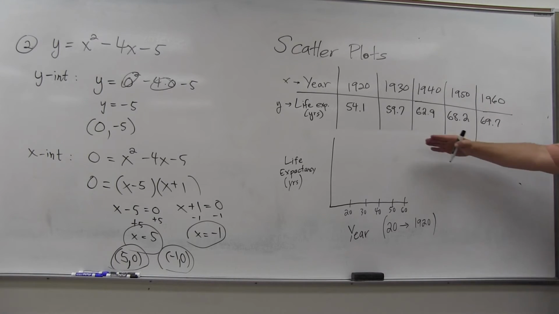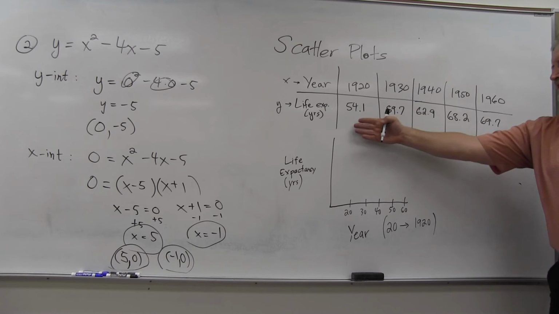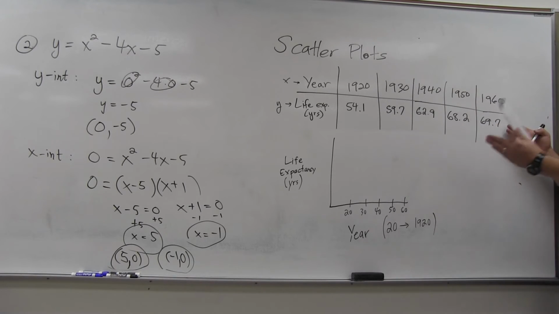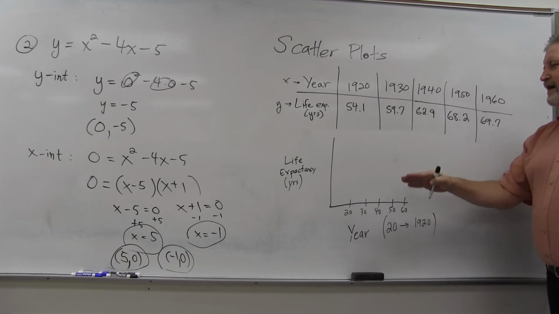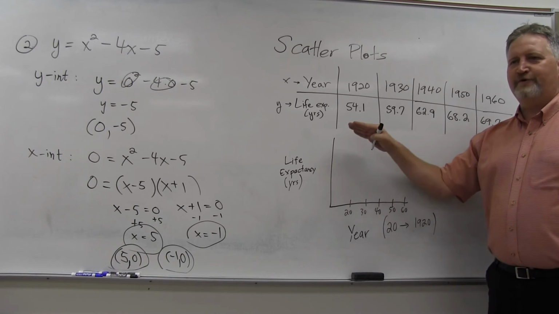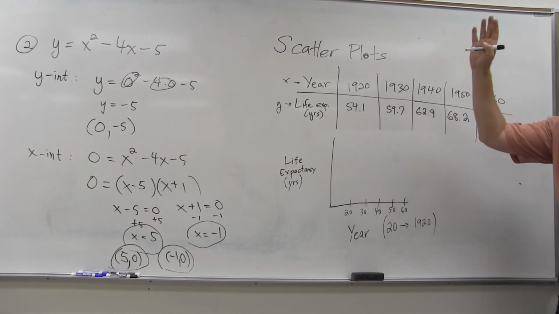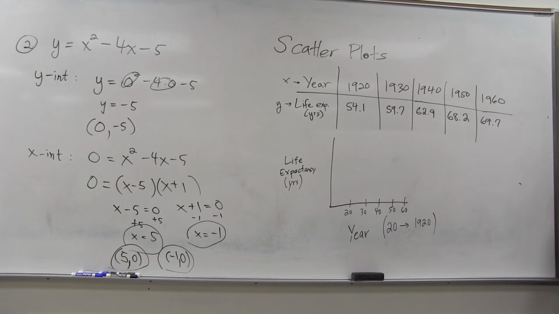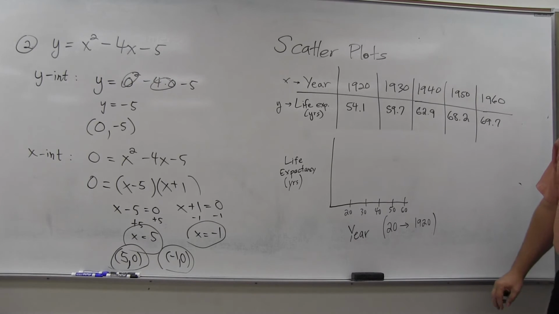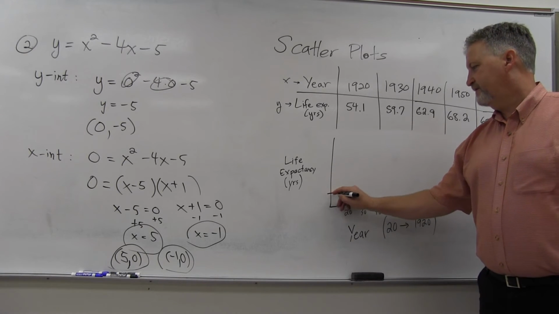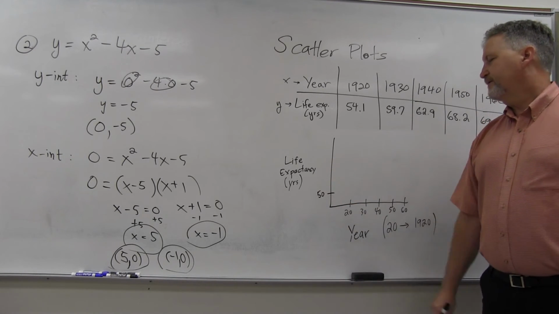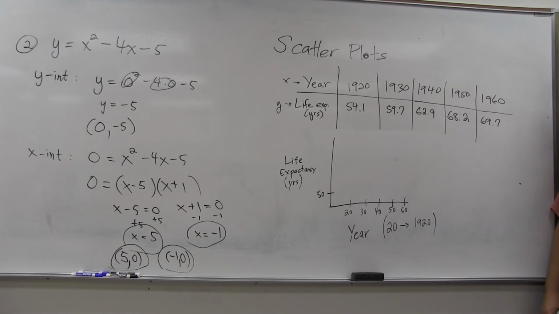Now over here, they're large numbers, but they're kind of packed together, so I probably don't want to mark off a scale of 1 starting at 1, because I would have to go from 54 to almost 70. So let's make a little adjustment here. Let's start over here at 50. That'll be okay for our purposes.